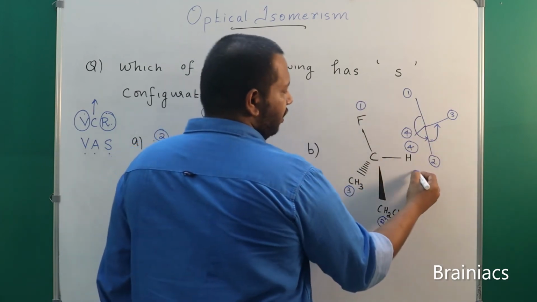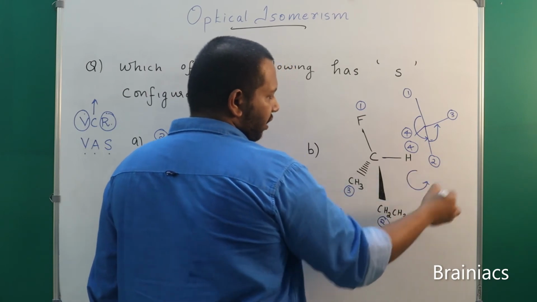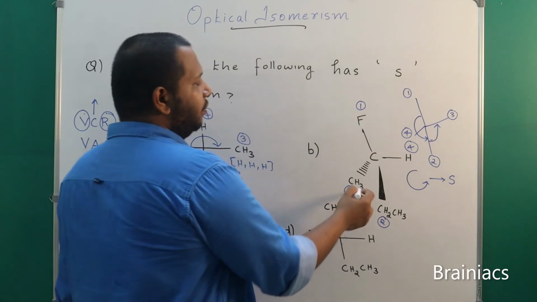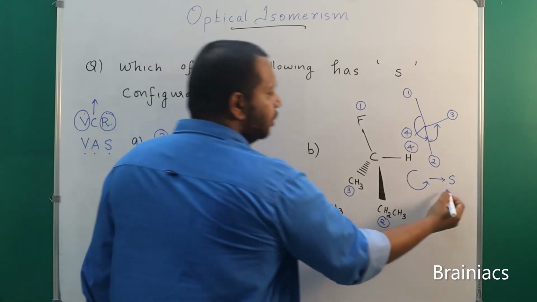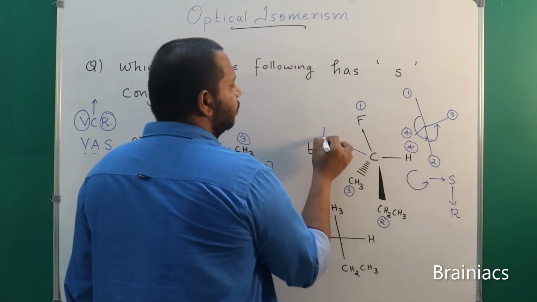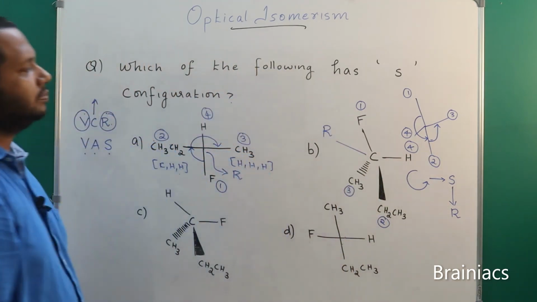Now in what direction is it rotating? You can see this is rotating anti-clockwise. Anti-clockwise means it is S configuration. But we have done one change, so we need to take the opposite of this one. So the actual configuration here is R. So this one is R configuration.